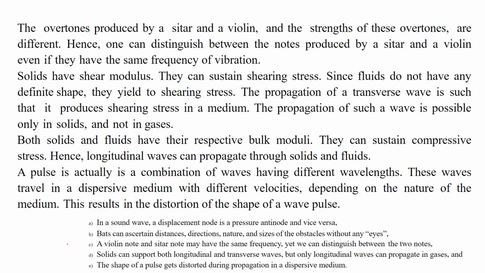Next is this one. A violin note and a sitar note may have the same frequency, but we can distinguish between the two notes. How? See, the overtones which are produced by sitar and violin, and the strength of these overtones, are different. So one can distinguish the notes produced by sitar and violin even if they have the same frequency of vibration. And there is one more thing which is called timbre. Timbre helps us to differentiate the sound.